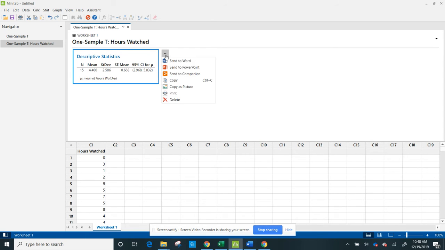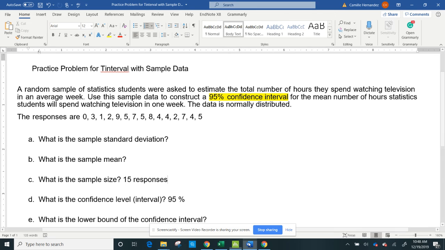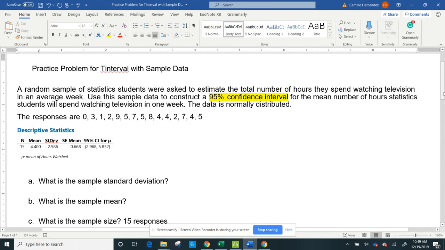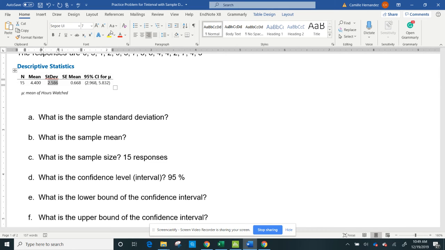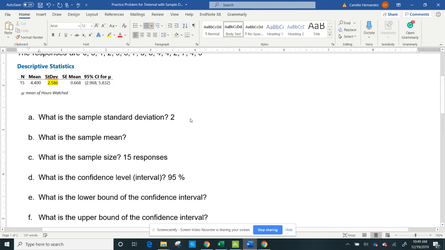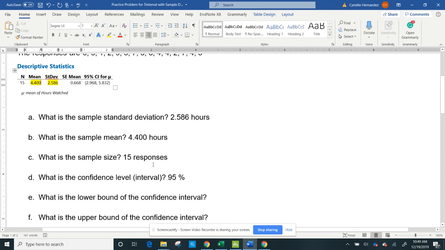So I'm going to click on it and copy it, and I'm going to put it in my Word doc. So let me go here, and I'm going to put it there. All right, so what's my sample standard deviation? My sample standard deviation is this right here. It's 2.586 hours. What's my sample mean? 4.400 hours. So again, it's right here. I've got 15 responses. My sample size equals 15.